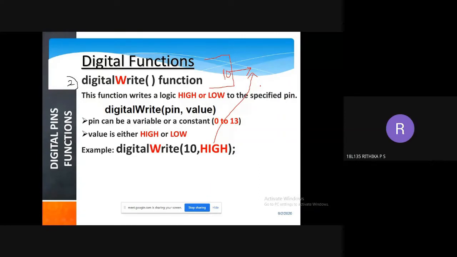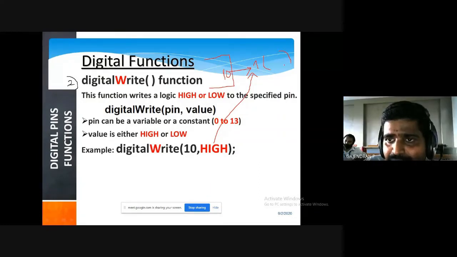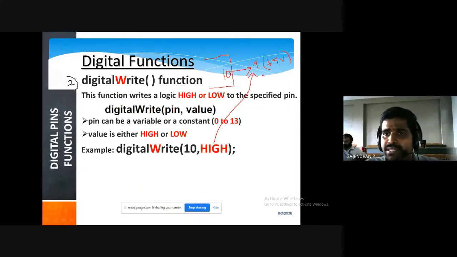High means what logic will you receive? Logic 1 or 0? 1. Okay, what is the equivalent voltage? What is the corresponding voltage? 5, sir. Plus 5 volt. Plus 5 volt. 0 means what, sir?